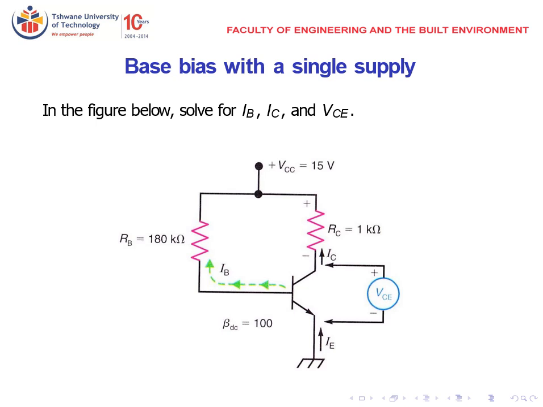So here it means that you will have current IB flowing through resistor RB, through VBE to ground, and then you will also have a current flowing through your collector, then between VCE to the emitter and ground. So on this circuit, the two currents IB plus IC would be equal to the emitter current. They want us to calculate IB, IC, and VCE.